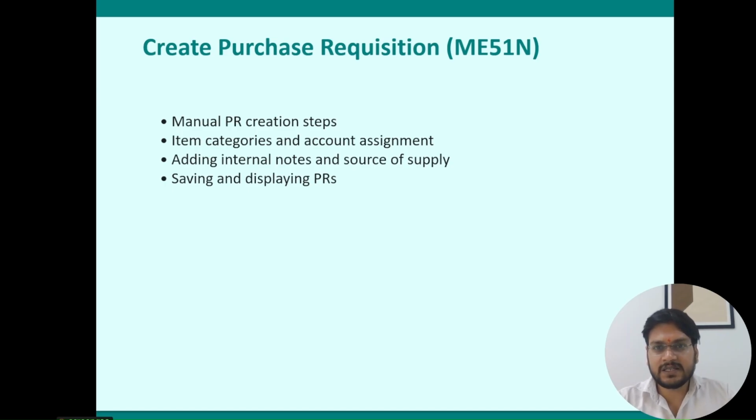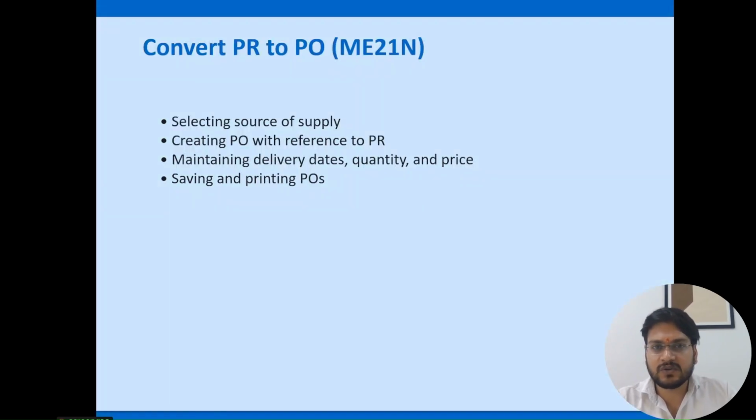Then we will see how we can create a purchase requisition by just using T code ME51N. And what is a purchase requisition, what's the business use for that purchase requisition, we will see that also. We will see how we can convert a purchase requisition to a purchase order, what's the T code, and what are the steps for that, so that we can easily create a PO from a PR.